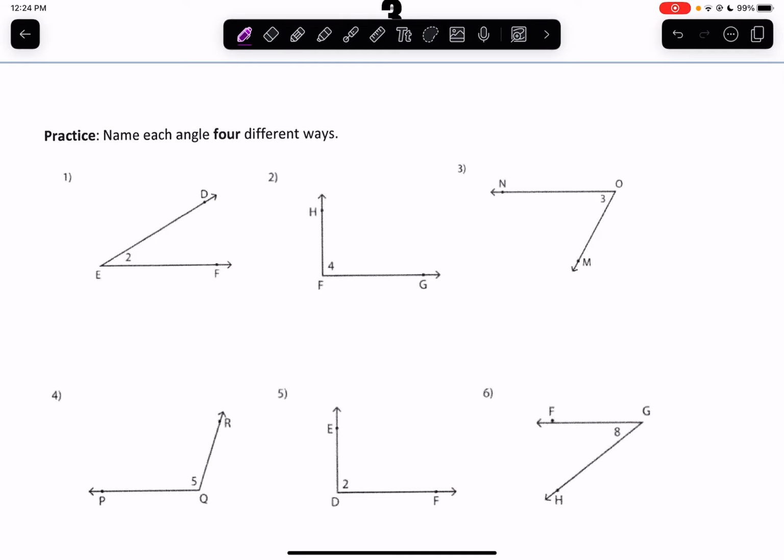So I can call this angle DEF because I trace the path of this angle. I can go the other way. I can also just call it by the vertex since there's no other shared angle, or angle 2. So I'm going to go through and do the same thing. So the first thing I like to do is trace the path. Angle HFG can go the opposite way. Also angle F and angle 4.